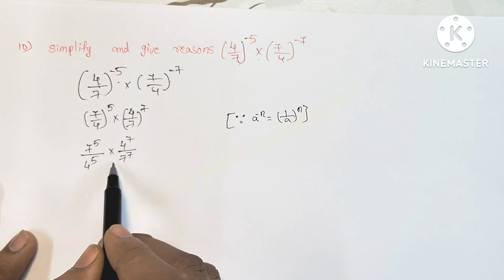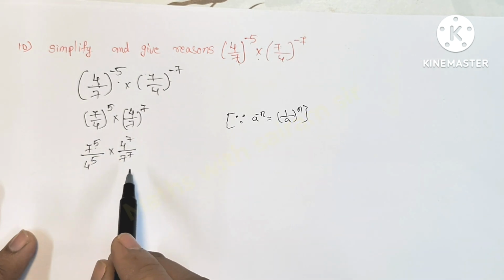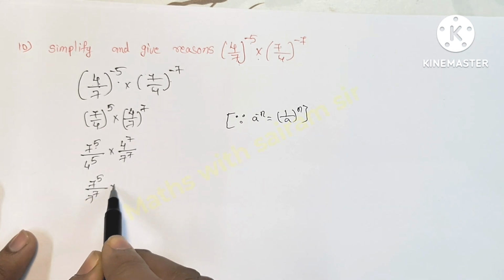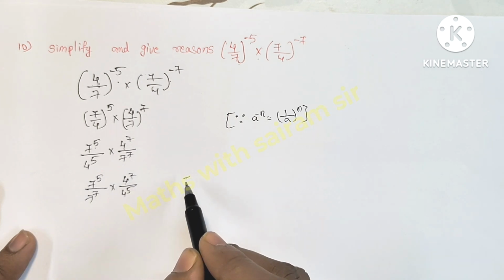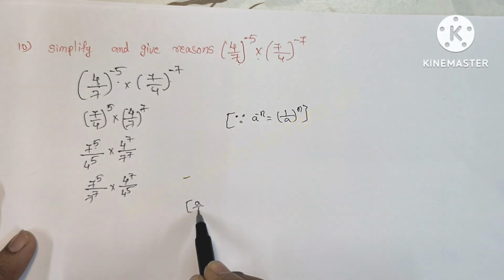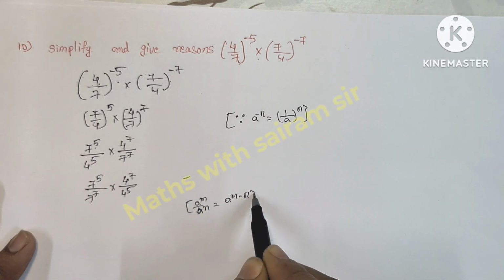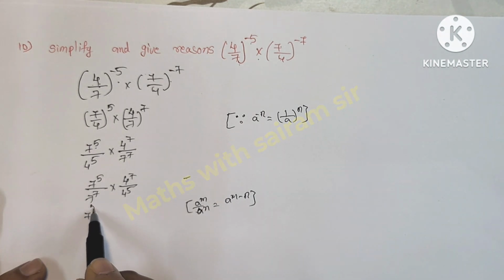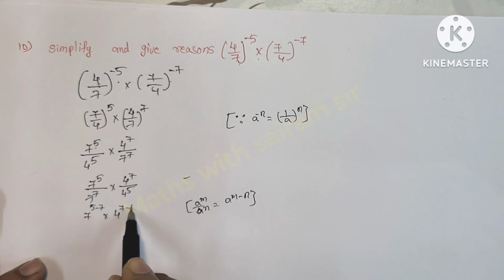Here, in one fraction both bases are the same: 7 to the power of 5 by 7 to the power of 7. So I can write 7 to the power of 5 by 7 to the power of 7 into 4 to the power of 7 by 4 to the power of 5. By using the formula a to the power of m by a to the power of n equals a to the power of m minus n, we can simplify this as 7 to the power of 5 minus 7 into 4 to the power of 7 minus 5.